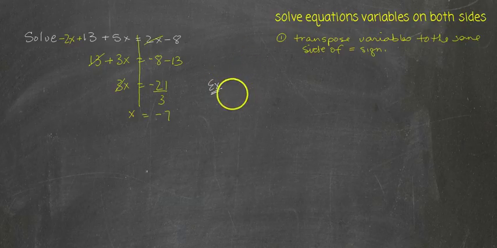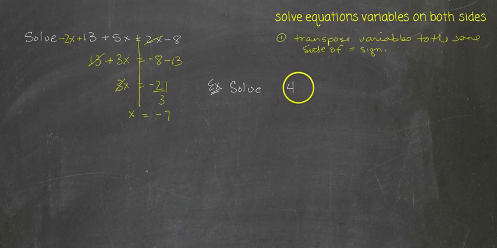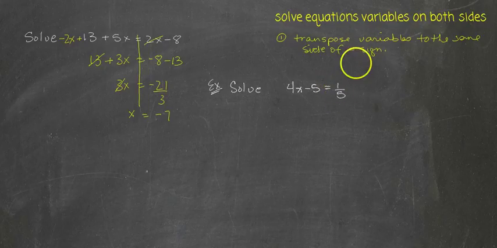I want to solve for x, so I'm going to solve 4x minus 5 equals 1/5 times 5x plus 20.